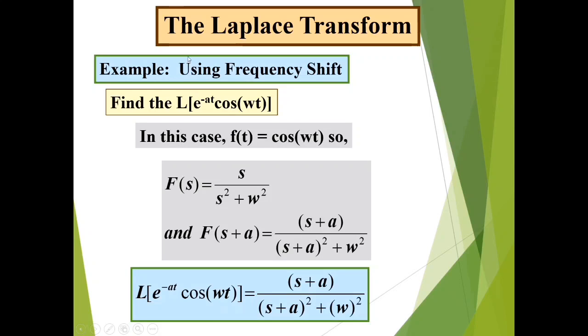So using frequency shift, find the Laplace transform of e power minus at cos omega t. So here f of t is nothing but cos omega t. So F of s will be s by s square plus omega square. We have already derived that. So from that we can write F of s plus a is equal to s plus a by (s plus a) the whole square plus omega square. So L of e power minus at cos omega t, the formula will be s plus a by (s plus a) the whole square plus omega square.